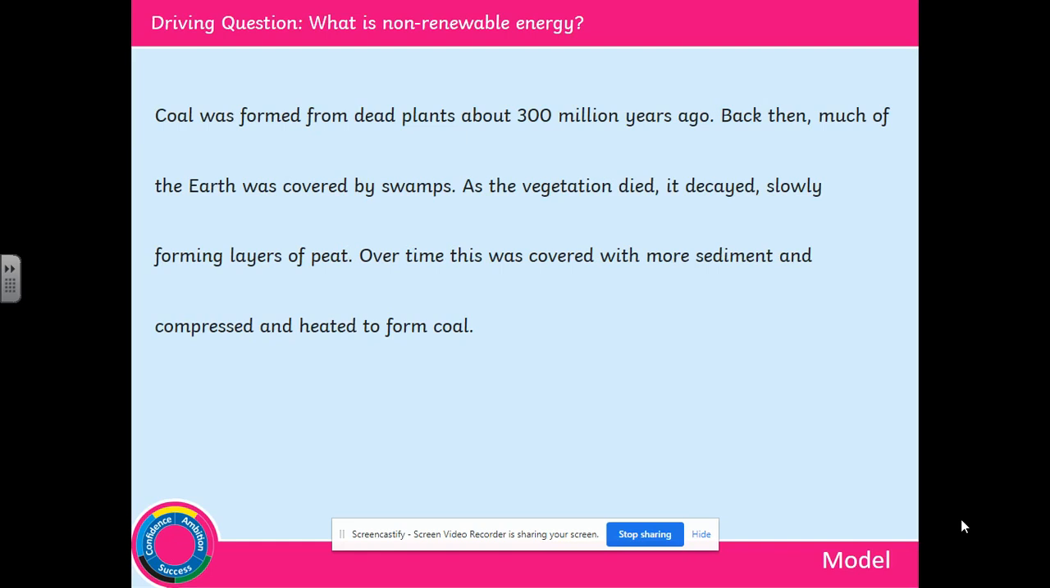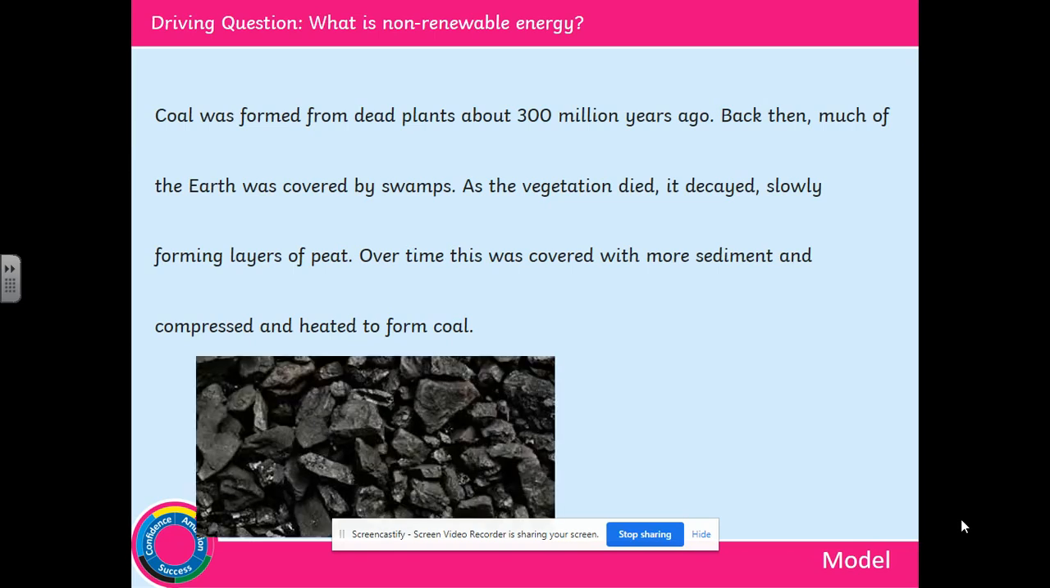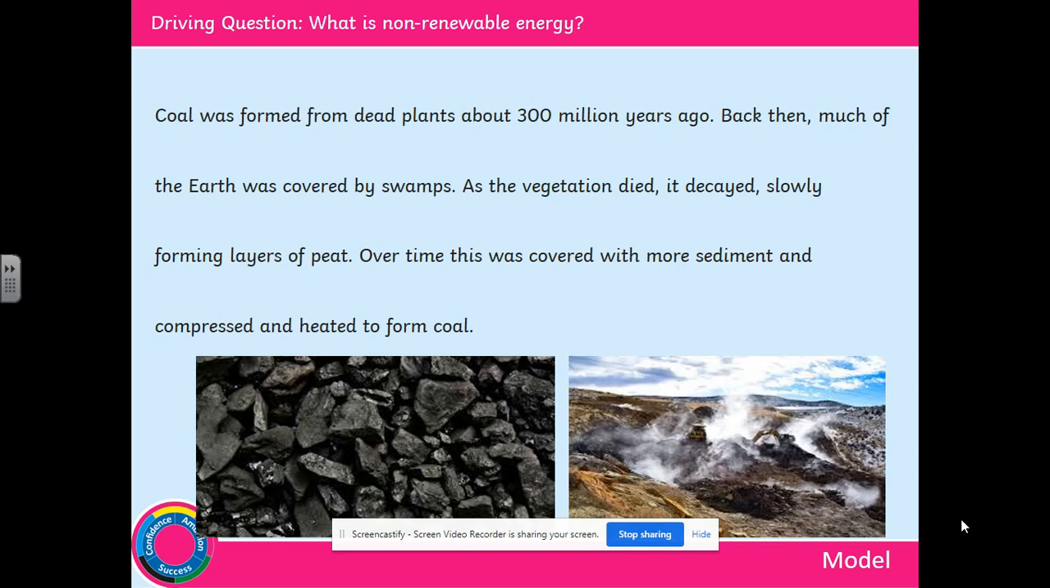Now, coal is another non-renewable energy. Coal was formed from dead plants about 300 million years ago. Back then, much of the earth was covered by swamps. As the vegetation died, it decayed, slowly forming layers of peat. Over time, this was covered with more sediment and compressed and heated to form coal.